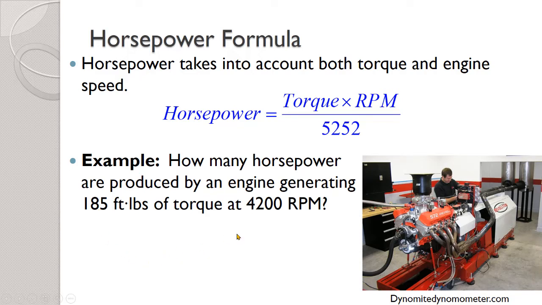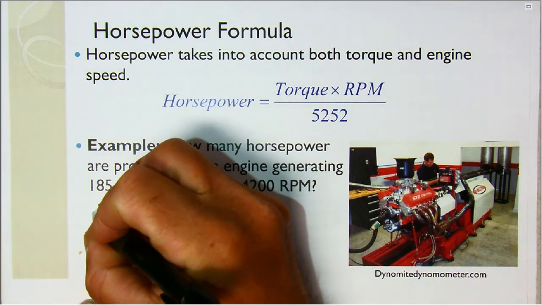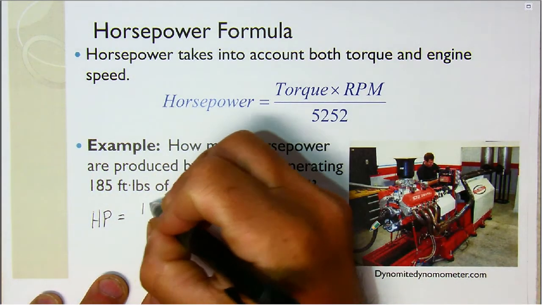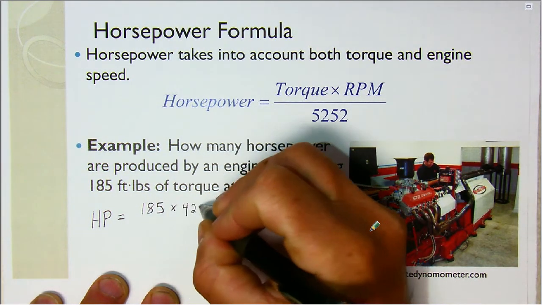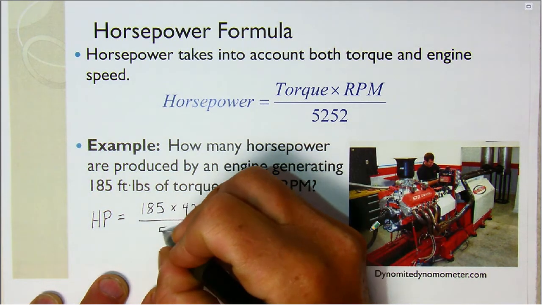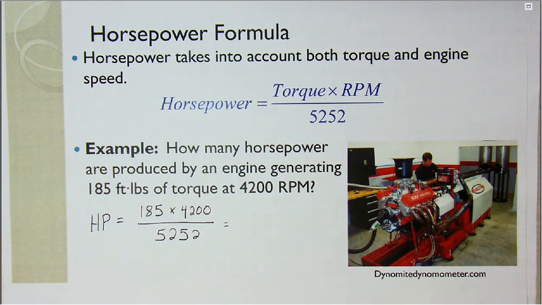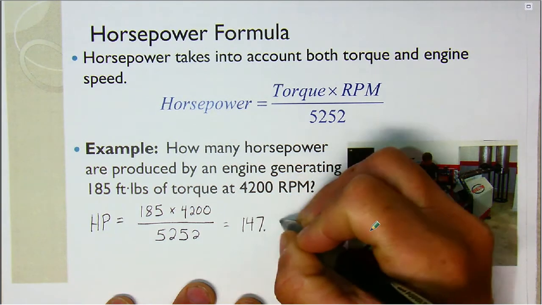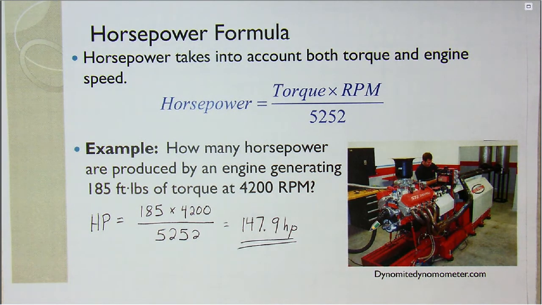How many horsepower are produced if an engine makes 185 foot-pounds? So that's telling us how hard the engine twists, at 4,200 RPM. That's telling us how fast the engine is twisting. Let's work that out. We can just plug and chug directly here. Our horsepower is found by taking our torque, which is 185 foot-pounds, times our RPM, which is 4,200, and we're going to divide that by 5252, and that just becomes a basic calculator problem. We'll round that off to the nearest tenth, and you should get 147.9 horsepower. Go ahead and type that into your calculator and verify that you're getting the same result. And that's all there is to it.